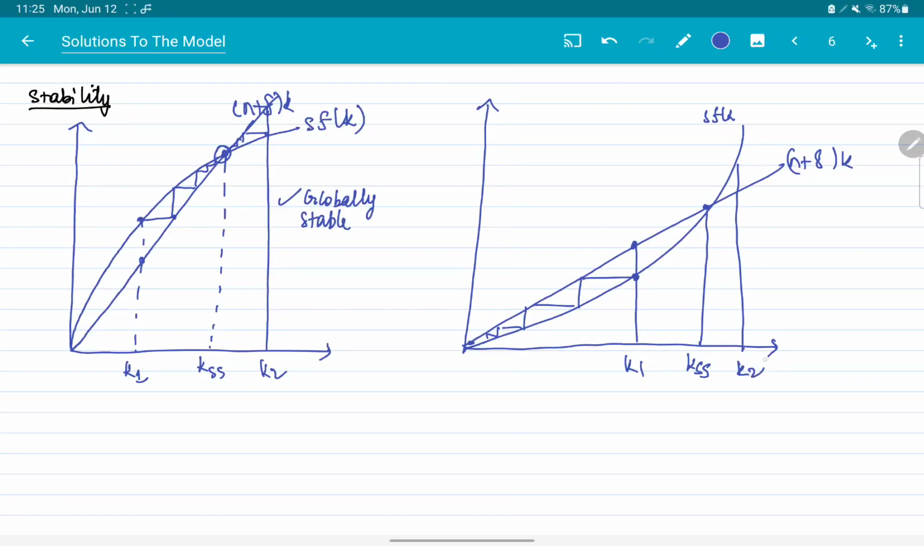Similarly, if you're here, your capital per worker is too high relative to the steady state, but your net investment is positive here. So you're going to go on increasing and increasing till small k approaches infinity. So this is not globally stable.